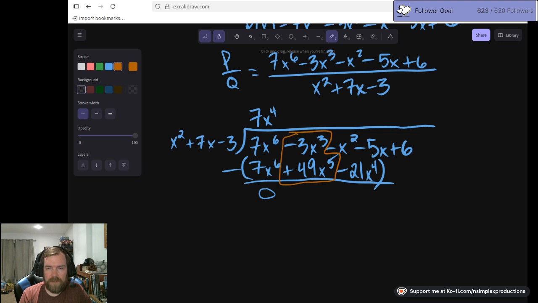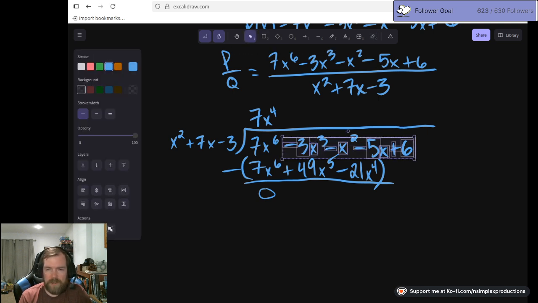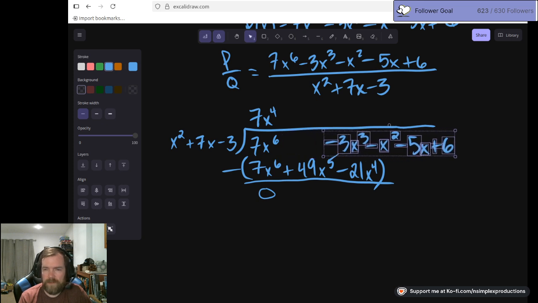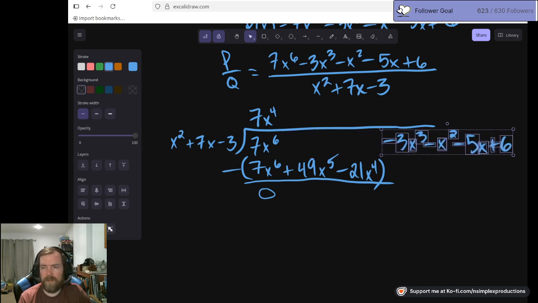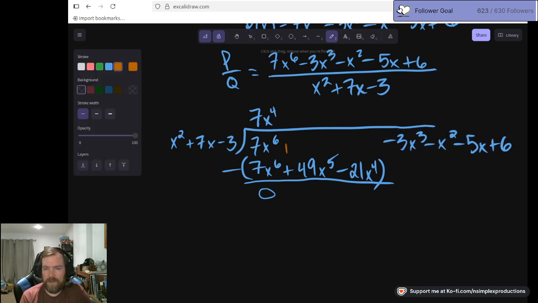If we look at it, this is 3x cubed minus 49x to the fifth. These are not the same things, so we can't compare these two polynomials directly because there are no like terms there. So what do we do? Well, the easiest thing to do is to say, I see, we are trying to trick ourselves. Let's move this down a bit.